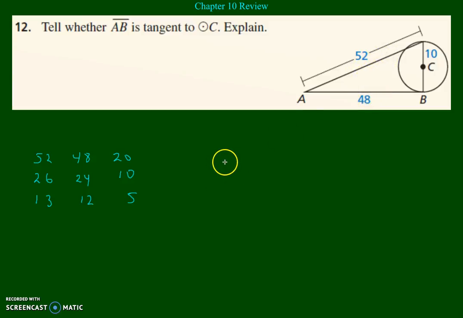You can check the result by simply saying 52 squared and then 48 squared plus 10 squared. And if you put these in your calculator, you get 2704, and this is 2704, and the sign is equals. So by the converse of the Pythagorean theorem, this is a right triangle. So in either way you slice it, it is tangent. So this is tangent to this. AB is a tangent to the circle. Let's move on to the next problem.